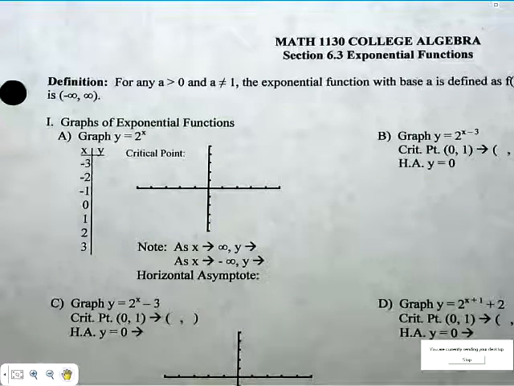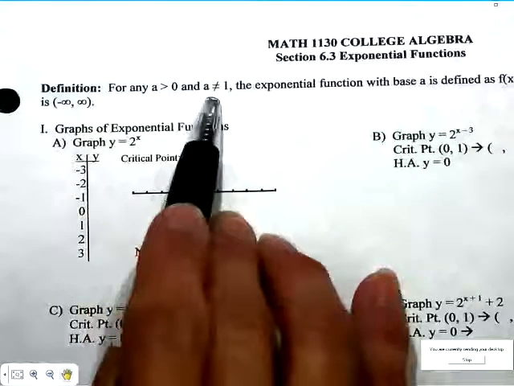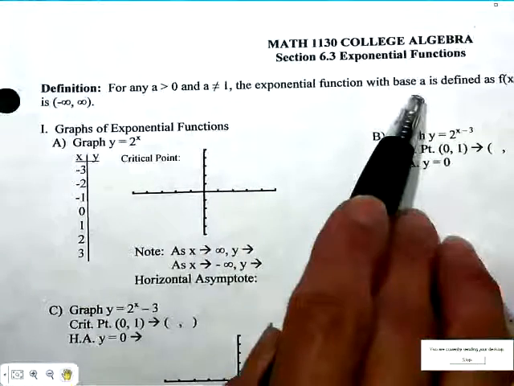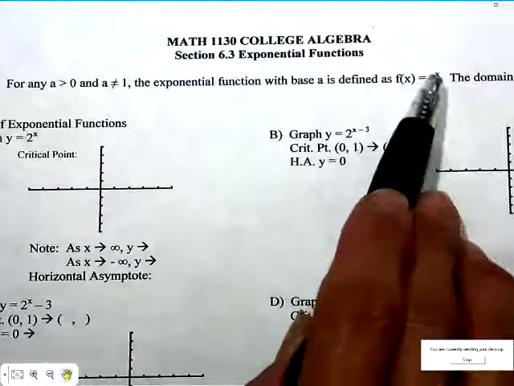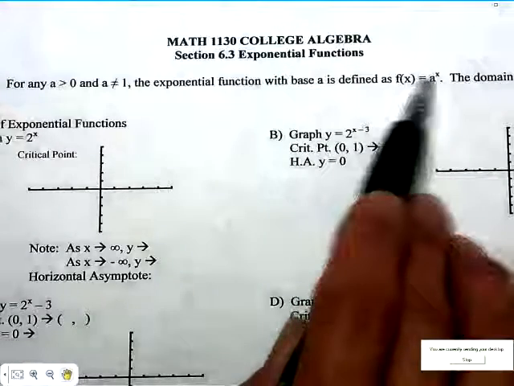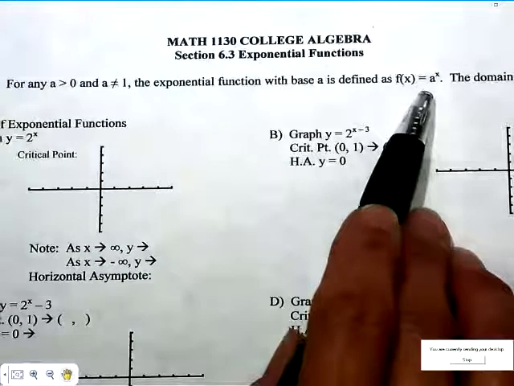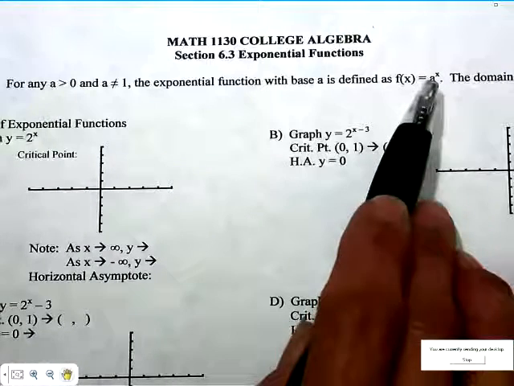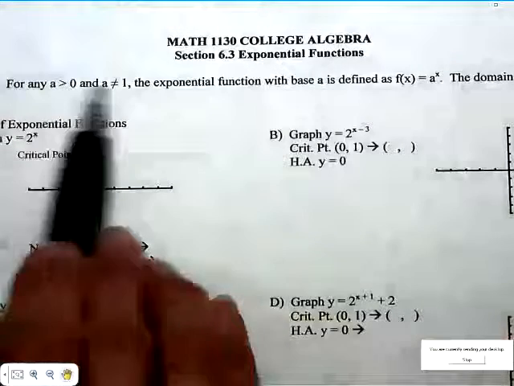All right, here's the definition of the exponential function. For any a greater than 0 and not equal to 1, the exponential function with base a is defined as f of x, that's just the name of the function, equals a to the x. The important thing here is that a is some constant. We don't know what it is. It may be 2, it may be 3, it may be 1,000, but a is some constant, and the restrictions we have are on that constant. That constant has to be positive and not equal to 1. The x is the variable.